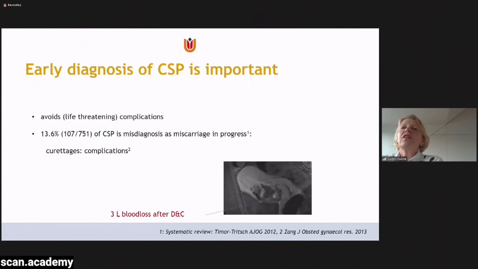Then the ultrasound evaluation of cesarean scar pregnancy, I think it's very important to detect it in the early stage to avoid potential life-threatening complications. And Professor Timor-Tritsch already showed in a nice systematic review that approximately 40% of all cesarean scar pregnancies are misdiagnosed as miscarriage in progress, and then it might be related to complications. Because if you're not aware that it's a cesarean scar pregnancy, there is a higher risk of extensive blood loss and perforation.